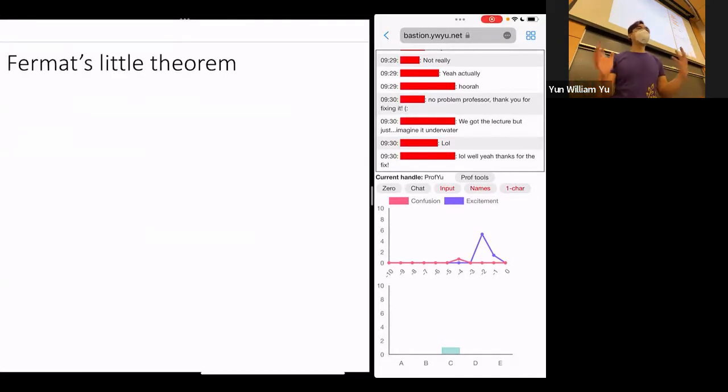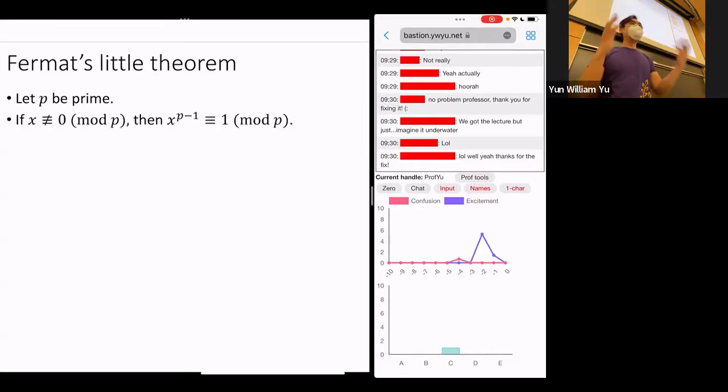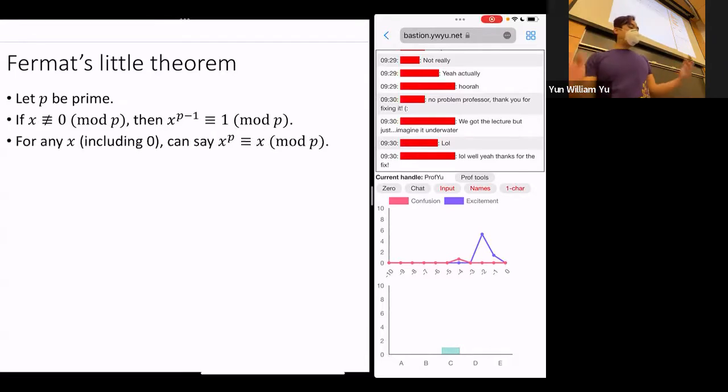So let's remind ourselves of what Fermat's little theorem is. We're going to let p be prime, of course, because Fermat's little theorem only works when you have a prime modulus. Then if x is not congruent to 0, then x to the p minus 1 is congruent to 1 mod p. Another way of saying this is that for any x, including 0, x to the p is congruent to x mod p, which is a really cool little result and turns out to be super helpful in computing really large powers.